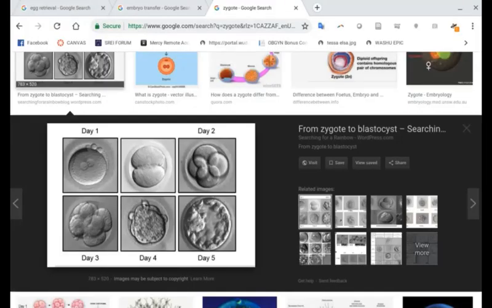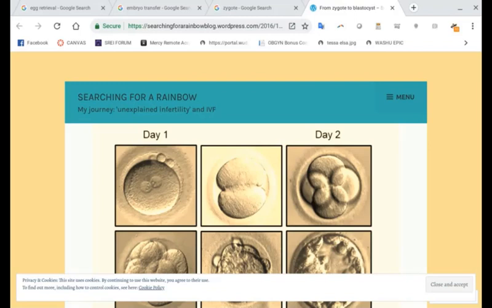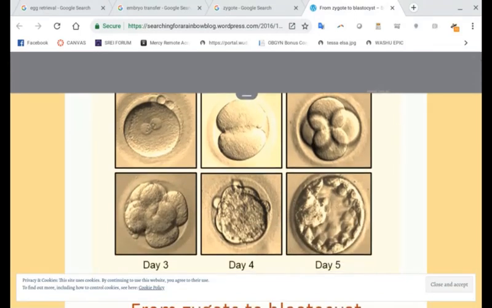So here we have a day 3 embryo. It's actually better, I think. We have a day 3 embryo, and you can see these cells right here. They actually look symmetric.